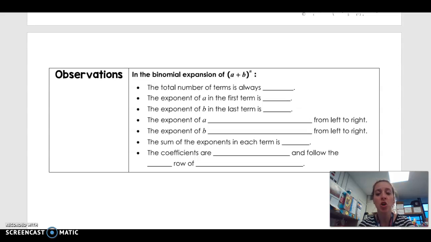So the total number of terms, once I'm done expanding and multiplying, that's really what expanding means, is multiplying it out, is I always have n plus 1. So remember that n is the exponent that I have with my binomial.